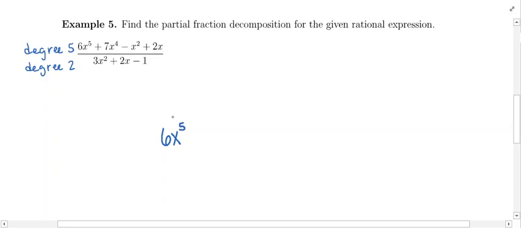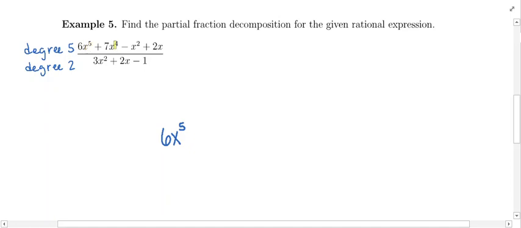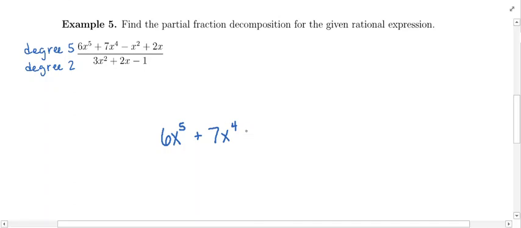One thing about long division, when you set it up, you have to make sure you have all the powers covered. So when you look at this, I have a 5th power, a 4th power, but I'm missing x cubed, so you're going to have to account for that. Okay, so I'm going to write down the numerator. This is going to be 6x to the 5th plus 7x to the 4th minus, well, I'm not going to put the minus x squared yet because I can't jump from the 4th power to the 2nd power. I have to account for the 3rd power. So I'm going to put plus 0x cubed.